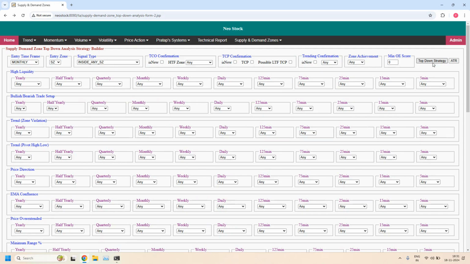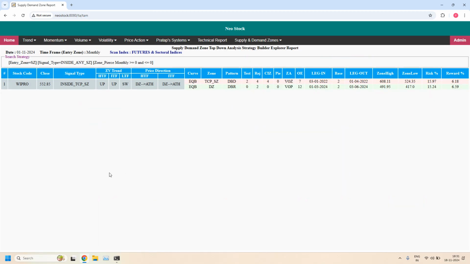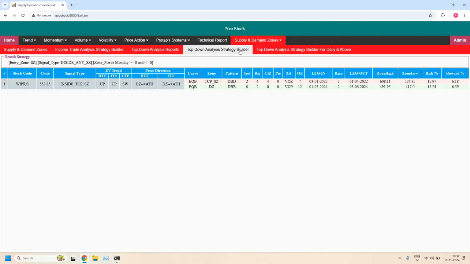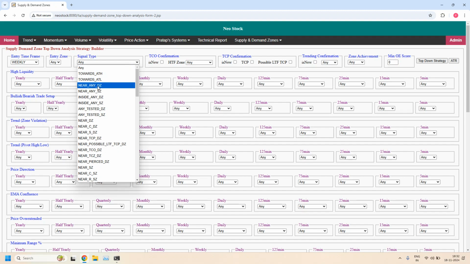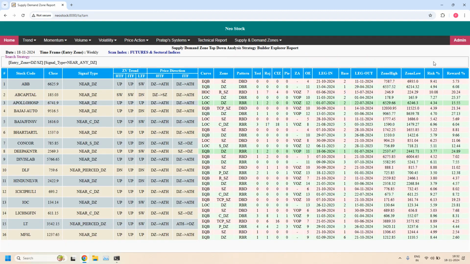And let's filter the stocks. We got only 1 stock. And monthly trend is sideways, no need to look for EMA Confluence. Okay, next time frame is weekly. Let us find the stocks closed near weekly demand zone. 16 stocks are filtered.